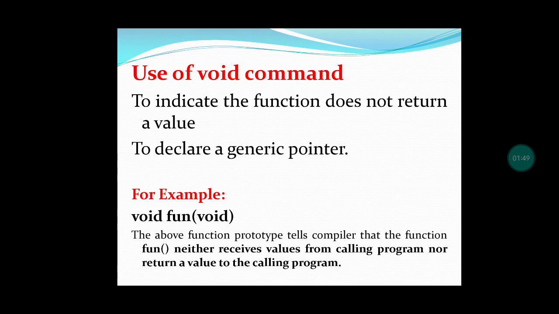The use of a void function is that it does not return any value, and it declares a generic pointer. Here an example is given for void, that is void fun of void. This fun tells the compiler that it neither receives a value from the calling program nor returns a value to the calling program. It doesn't receive any values and doesn't return any values. That is the void function. It does not return any value, that means it returns nothing.